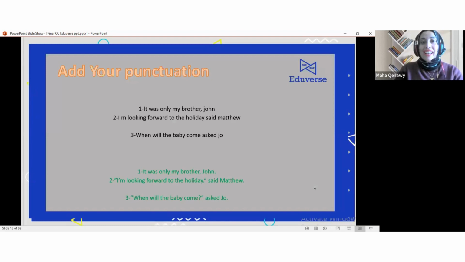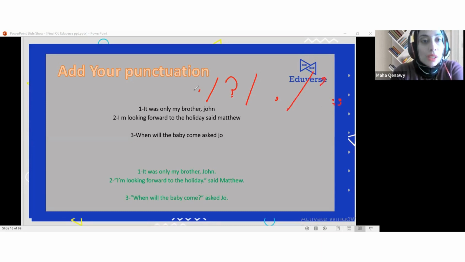That's right. Let's punctuate. And punctuation means to add a letter? No, it means to add a full stop, to add a question mark, to add a comma, to add an apostrophe, to add a colon or semicolon. It's also to change a word into a capitalized one or to change a letter into a capitalized one.